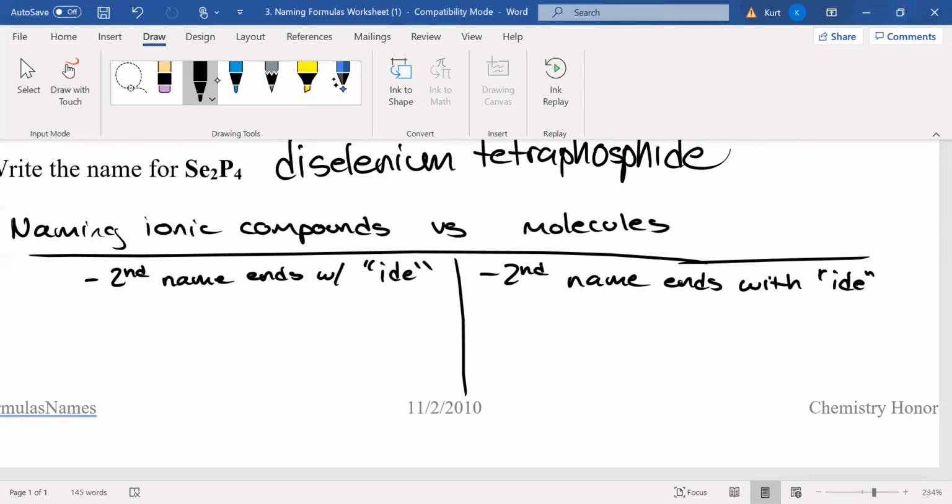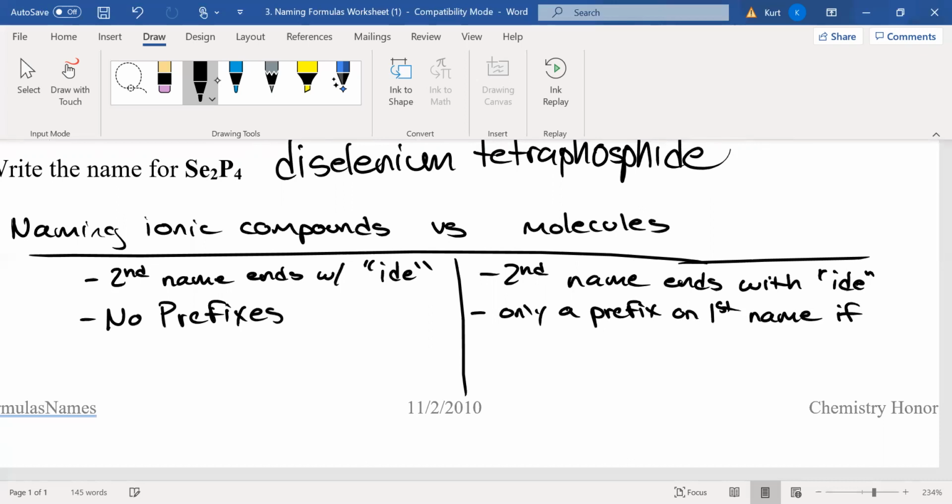Here's how they're different. No prefixes when you're doing ionic compounds. You don't use prefixes at all, ever. When you do molecules, you only use a prefix on the first name if what? Under what conditions would you use a prefix on the first name? Yeah, if there is more than one.